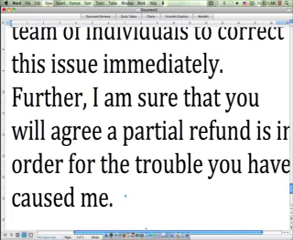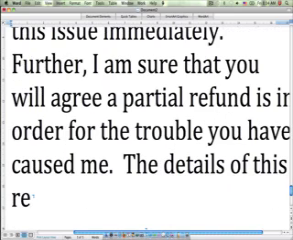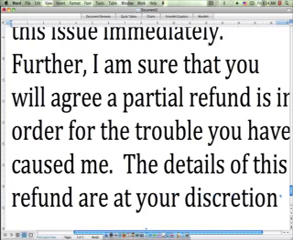now let's say that we're asking for a partial refund, but we're not going to tell them what percentage we want. We're not going to give them a dollar amount. You could do that if you like, actually, but here I'm going to leave it up to the company to decide what they think is fair to rectify this problem. So I'm going to say something like, the details of this refund are at your discretion.